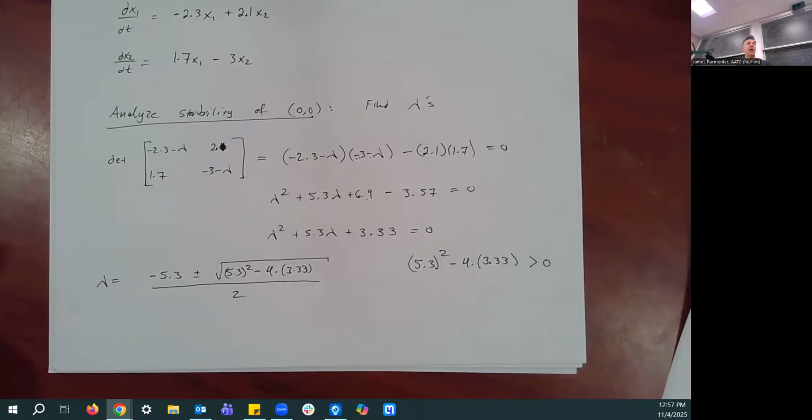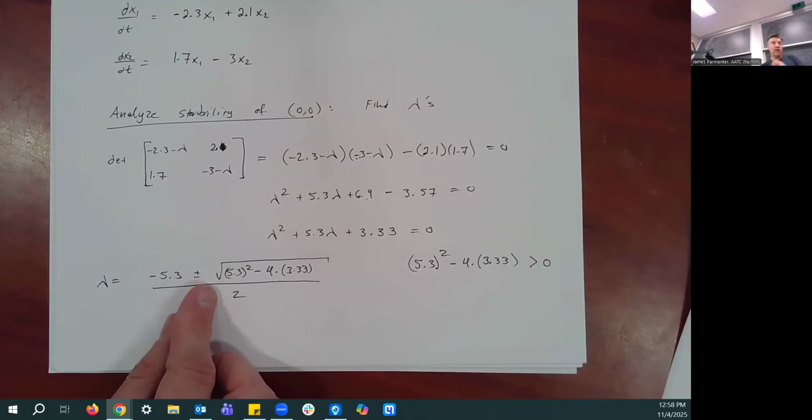Now, are they both negative, both positive, or one of each? Well, I know what it isn't. I know they're not both positive because they've got negative 5.3 out here, plus or minus some stuff. Now the question becomes, is the square root of this stuff bigger than 5.3 or not? If it's bigger than 5.3, then negative 5.3 plus it is going to be positive, and negative 5.3 minus it is going to be negative. So we're going to have a saddle. But if that thing is smaller than 5.3, then negative 5.3 plus it is still going to be negative, and negative 5.3 minus it is also going to be negative.